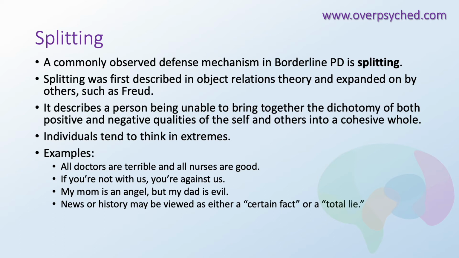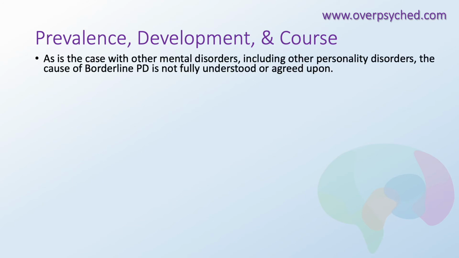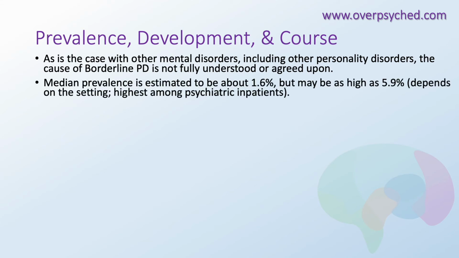So now that we have reviewed what borderline personality disorder is and some of its common features, let's discuss the prevalence, development, and course. So as is the case with other mental disorders, including other personality disorders, the cause of borderline personality disorder is not fully understood or agreed upon. Different types of abuse or neglect or a hostile conflict, as well as early parental loss, are very common features in those with borderline personality disorder, which demonstrates the role of environmental factors in the development of this disorder.